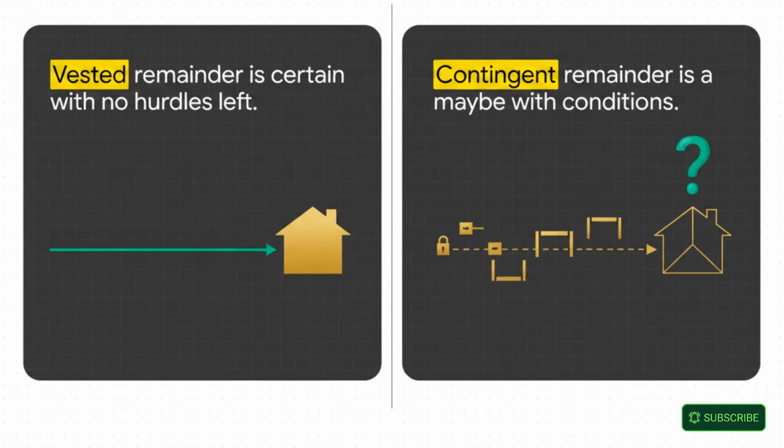When we're mapping out these temporal pathways to third parties, we really have to distinguish between remainders that are a sure thing and those that are just a big maybe. A vested remainder is guaranteed. There are no hurdles left. We know exactly who gets the property. A contingent remainder, however, is conditional. It might depend on an heir being born or someone graduating from college. And guys, it's exactly these maybes that trigger the most feared weapon in all of property law.